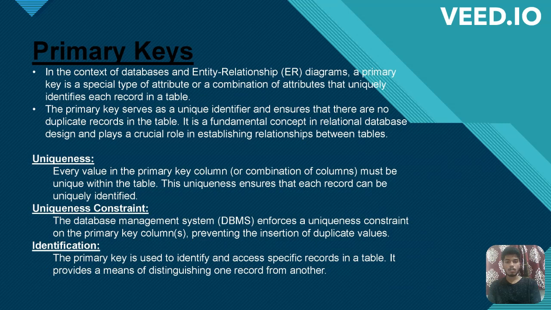In a relational database, the primary key plays a crucial role in establishing relations between tables. Primary key contains three major constraints. It should be unique, or uniqueness. Every value in the primary key column must be unique within the table.